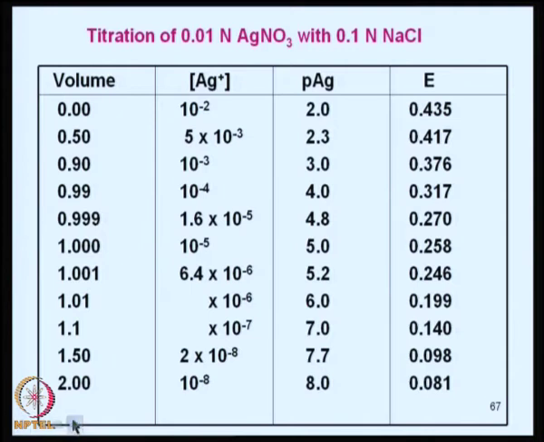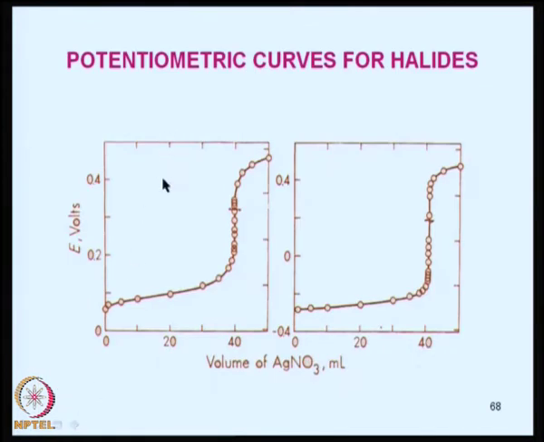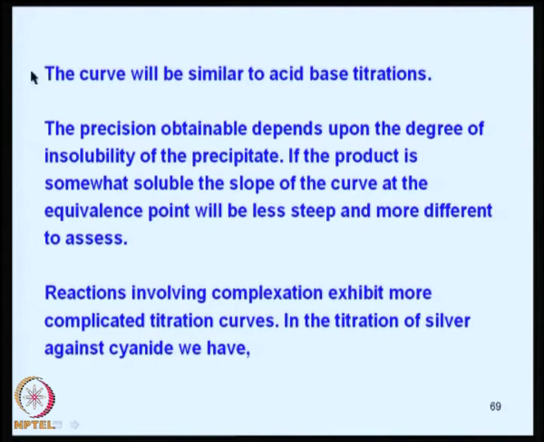Now, what happens if you plot these things? You will see a beautiful curve here. Similarly, for other halides, this is the titration for silver nitrate. The curve will be similar to acid base titrations, and the precision obtainable depends upon the degree of insolubility of the precipitate. If the precipitate is highly insoluble, the precision would be very good.